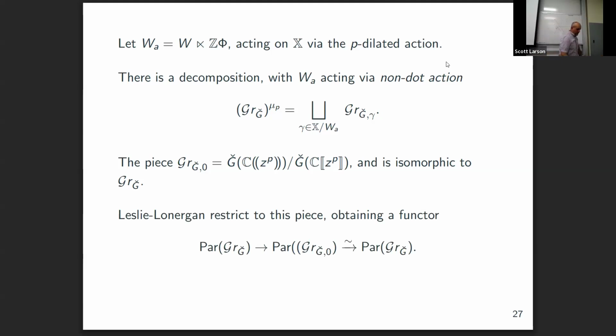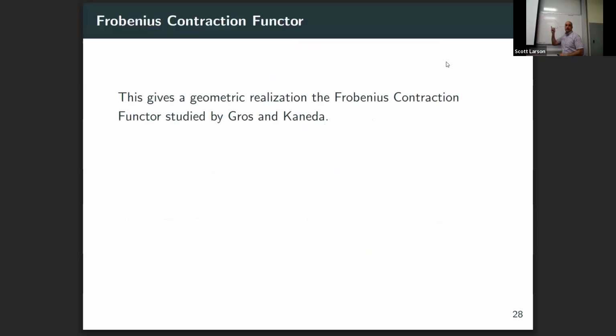And so what Leslie and Lonergan did is they took their Smith restriction, not sure what I've written there. That doesn't look right at all. Oh, no, I'm sorry. Yeah, they restricted to this piece right here. That was the bit in the fixed points. They took one piece that was isomorphic to the whole, and using that isomorphism, they obtained a functor from parity sheaves on the affine Grassmannian to parity sheaves on the affine Grassmannian. And they asked, what is this functor?